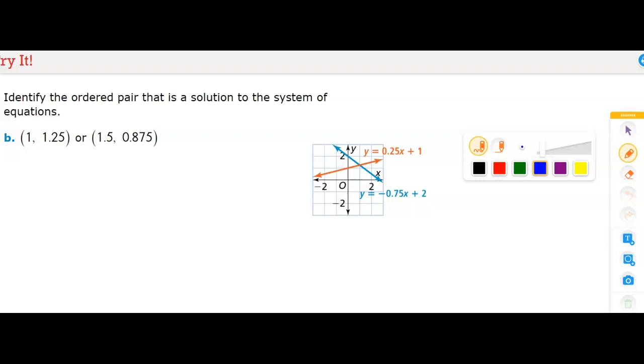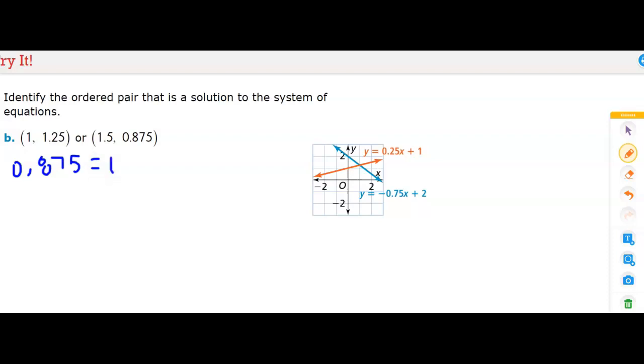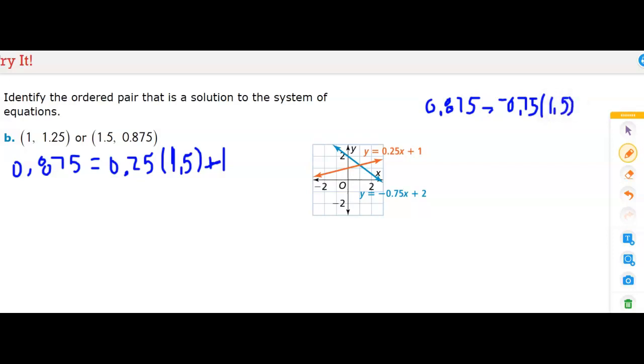All right, so now we have 0.875 equals 0.25 times 1.5 plus 1, and then we have 0.875 equals negative 0.75 times 1.5 plus 2. Now we solve.